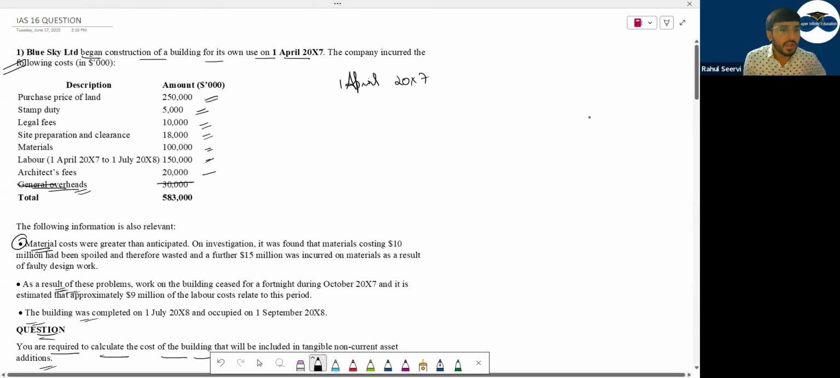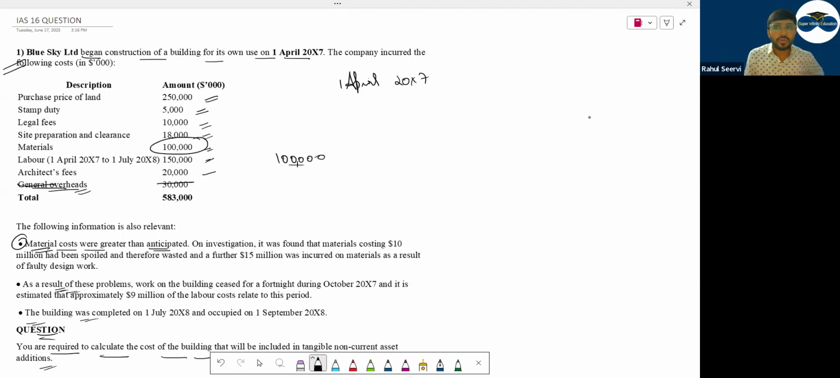Now they have given material. Material costs were greater than anticipated. Why? On investigation, it was found that material costing 10 million had been spoiled and therefore wasted, and a further 15 million was incurred on materials as a result of faulty design work.